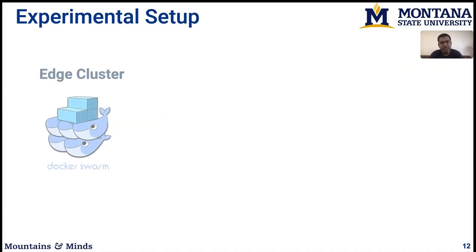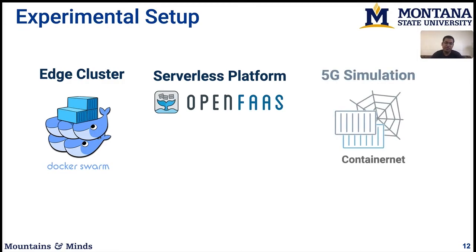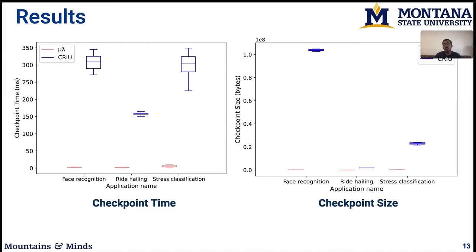In this experiment, we use an edge cluster, and for that we use Docker Swarm. For the serverless platform we use OpenFaaS, and for 5G simulation of the client, manager, and workers, we use ContainerNet, which is a Docker-based Mininet. For the first analysis, we compared CRIU and micro lambda for checkpoint time, which is the time to do the checkpointing, and the checkpoint size.